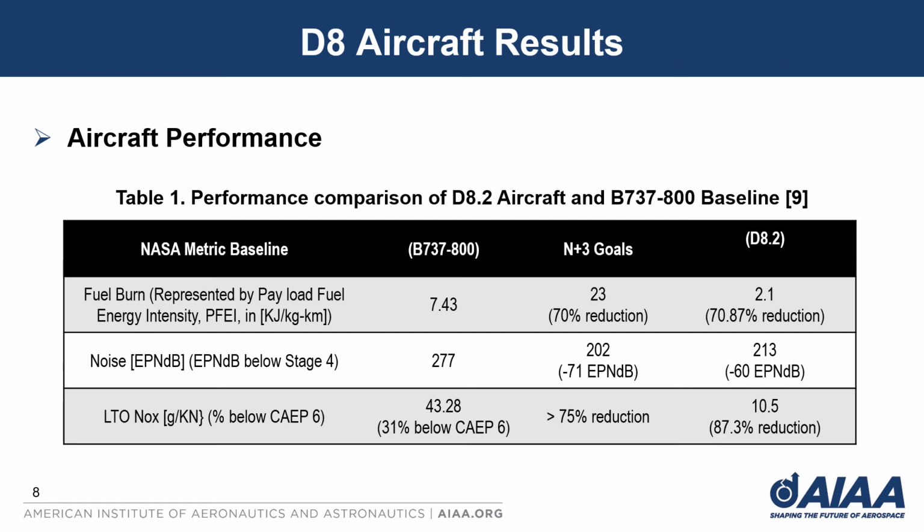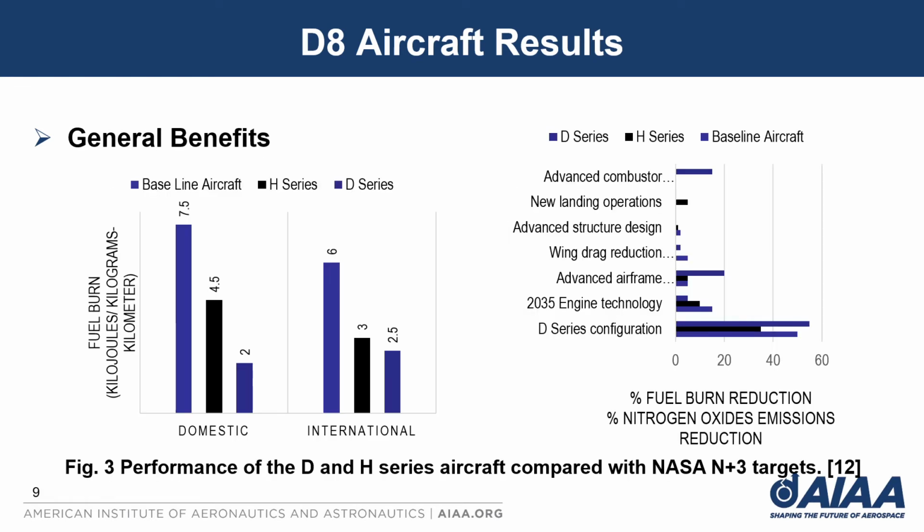Aircraft results, aircraft performance. This table is a performance comparison of the D8.2 aircraft and the B737-800 baseline. And here we have the NASA metric baselines, the B737-800, the N+3 goals, and finally the D8.2 aircraft. And the D8 aircraft results.